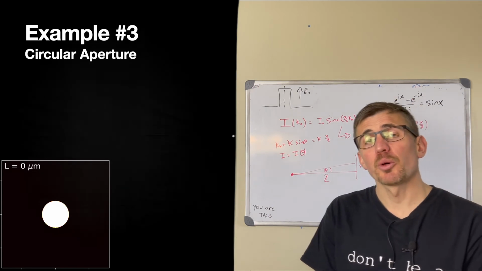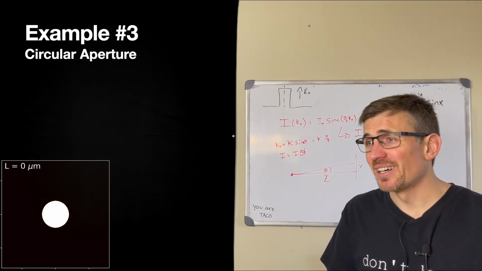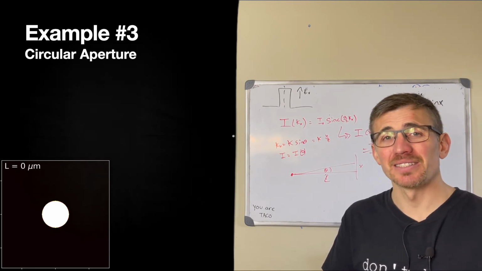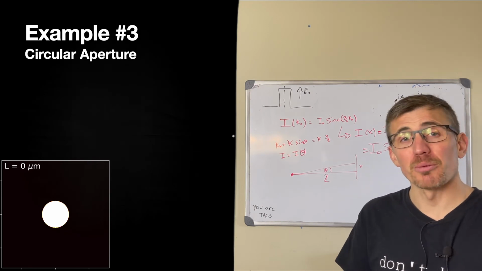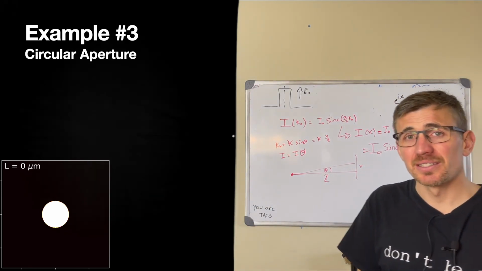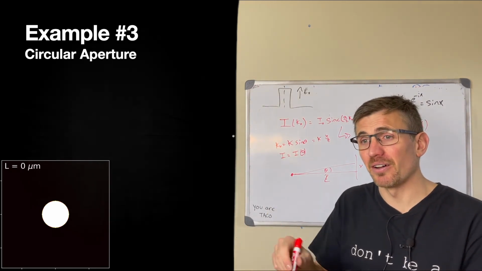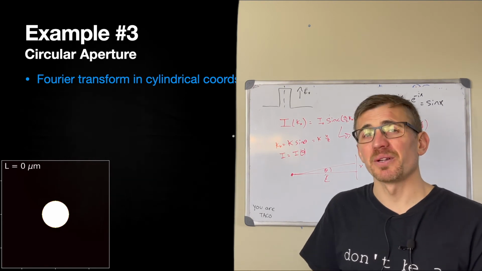Okay, so now how about a circular aperture? This is a very important one, because our pupils are circles and telescopes are circles, camera lenses, that kind of thing. So it comes up quite a lot. So we better deal with this. The problem is doing the Fourier transform in cylindrical coordinates. We don't have Cartesian separability here now, so we actually have to write the Fourier transform in cylindrical coordinates, and it's just a bit more mathy.